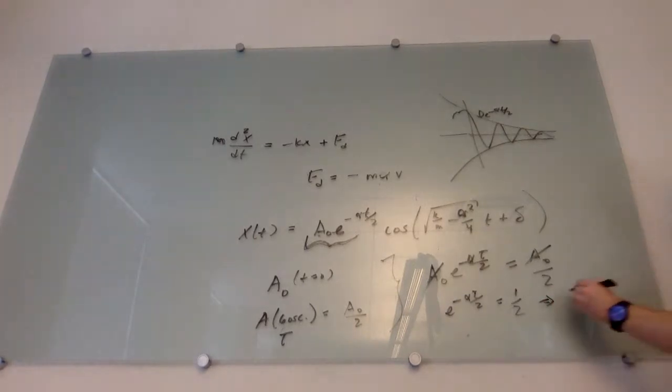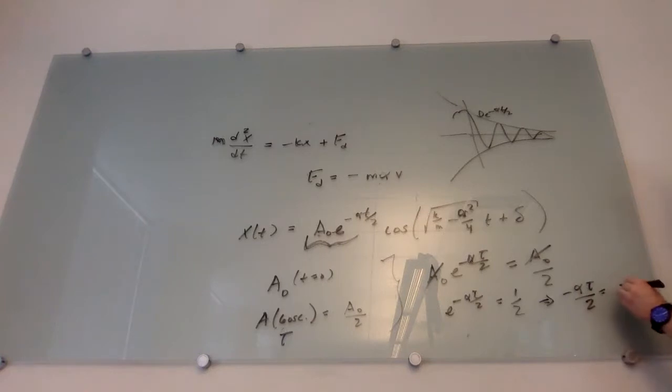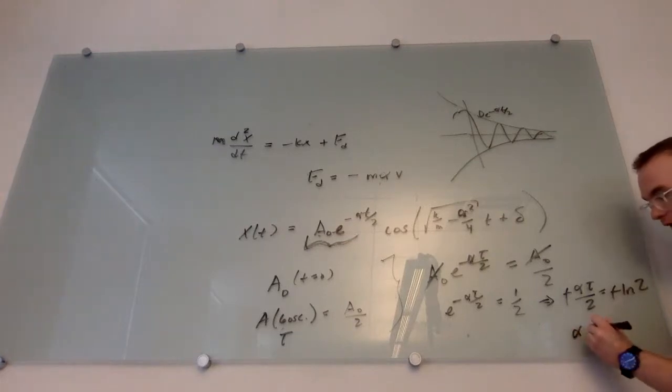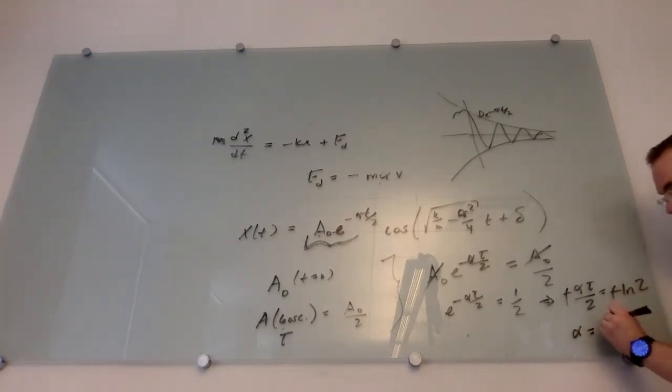Take the log of both sides, and you get minus alpha tau over 2 is log of 1/2, which is actually minus log of 2 by log rules of negative exponentials. And you can put the plus sign on both, and then you can solve for tau. Well, actually, sorry, we want to solve for alpha, right? Forgot what the problem was. And you get 2 ln of 2 over tau.